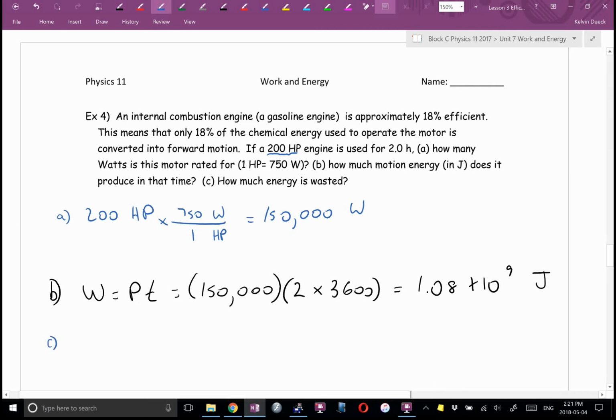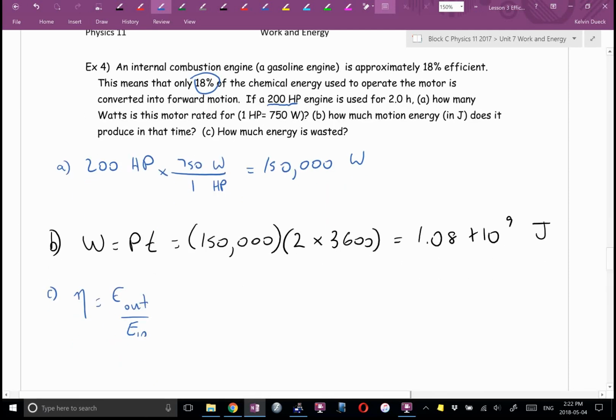Maggie, what's C want me to find? Energy wasted. Okay. They've told me the efficiency, which I haven't used. This is very similar to the question we just did. I think the efficiency is going to be energy out divided by energy in. First, I want to figure out how much energy we put in. How would I get energy in by itself? Multiply, and then divide by eta, the efficiency.